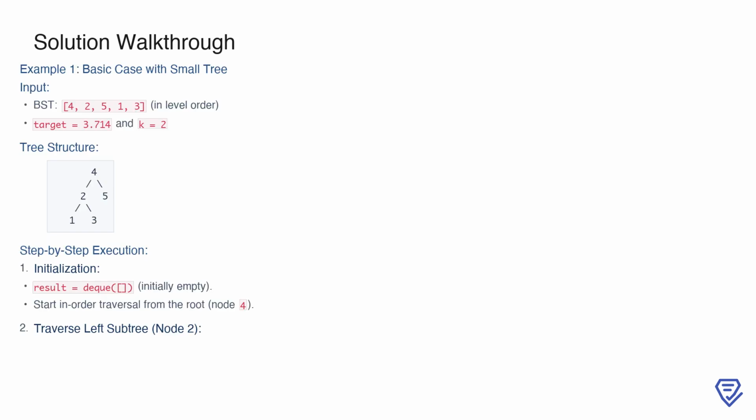To understand this problem, let's start with a basic example using a small binary search tree. The tree structure is shown here, and our goal is to find the two values closest to the target, which is 3.714. To achieve this, we'll perform an in-order traversal of the tree, as it naturally visits nodes in ascending order. We initialize an empty deque to store results and begin traversal at the root node, which is 4. The first step is to explore the left subtree, starting with node 2.